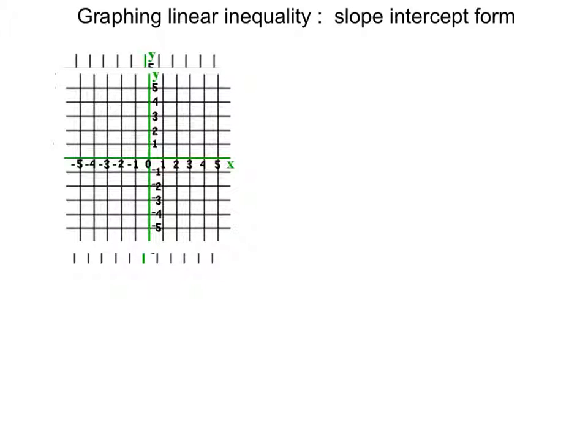Alright, this topic's called graphing a linear inequality when it's in slope-intercept form. Again, so many math words there, but honestly, it's just taking a couple tools that you learned before and putting them together. We're going to be graphing a line and then shading on one side of the line to show where all the solutions are. That's the basic gist of what we're doing in plain English.